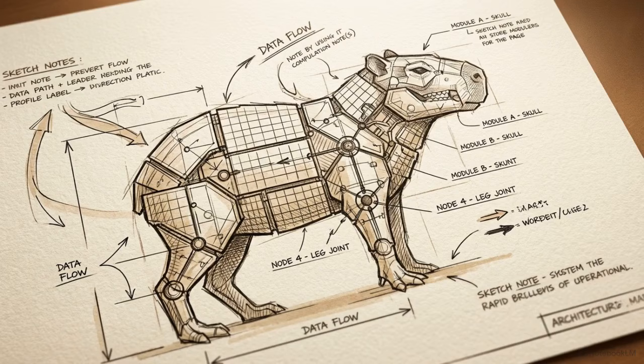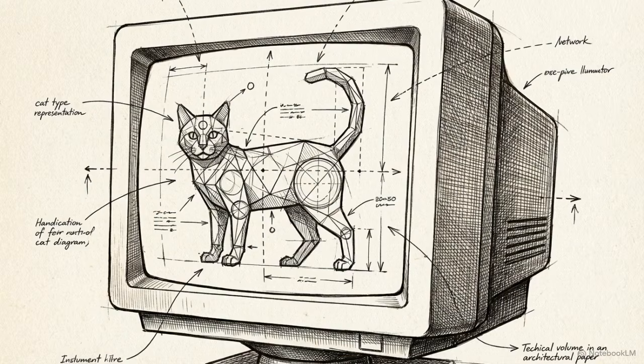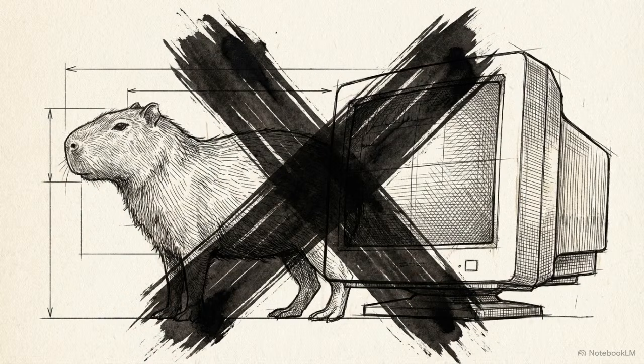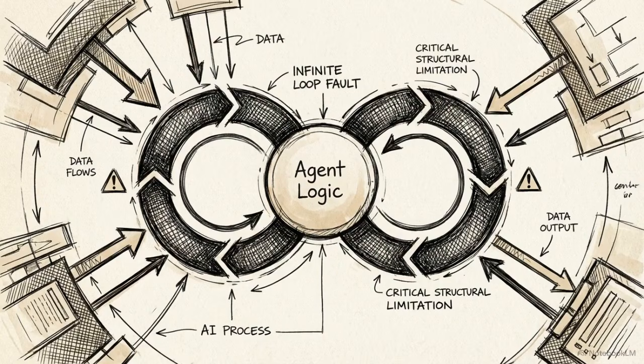Social media immediately fixated on the superficial details, internal model aliases like Capiara, or an unreleased Tamagotchi-style ASCII pet hidden in the code. We are going to ignore all of that. The real value of this leak lies in addressing the primary limitation of agent design.